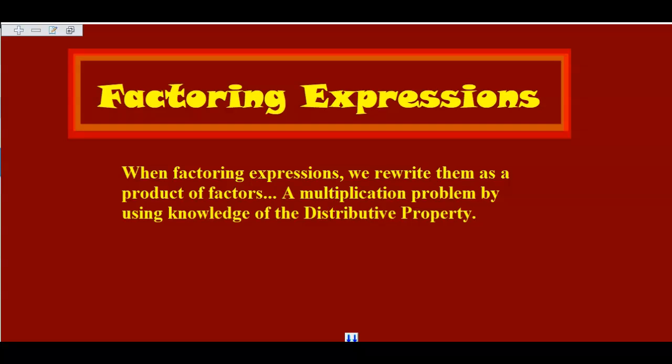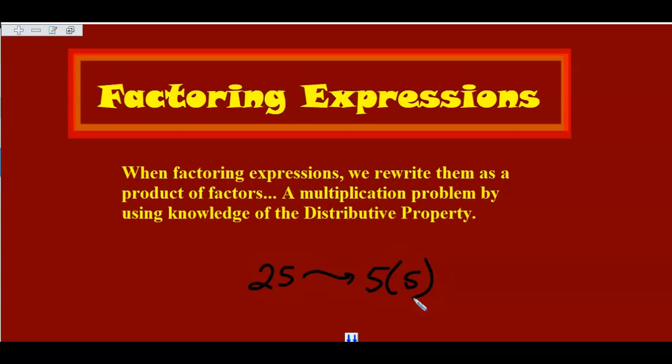Struble. Today we're going to be talking about how to factor expressions. Now when we factor expressions, what we're really doing is we're just rewriting them as a product of factors. What that means is we're rewriting them into a multiplication problem. So just for a simple example, we're taking, for example, like 25, and we're saying how can we rewrite this into a multiplication problem? 5 times 5, okay?